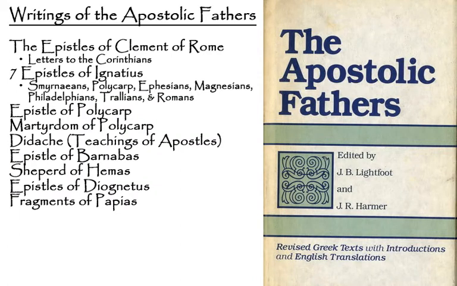Here we have the writings of the Apostolic Fathers or early church fathers. From the ones I just mentioned, we have the epistles of Clement of Rome, the letters to the Corinthians. We have the 7 epistles of Ignatius to the Smyrnians, Polycarp, the Ephesians, Magnesians, Philadelphians, Trallians, and Romans. Then we have the epistle of Polycarp. We have the martyrdom of Polycarp.